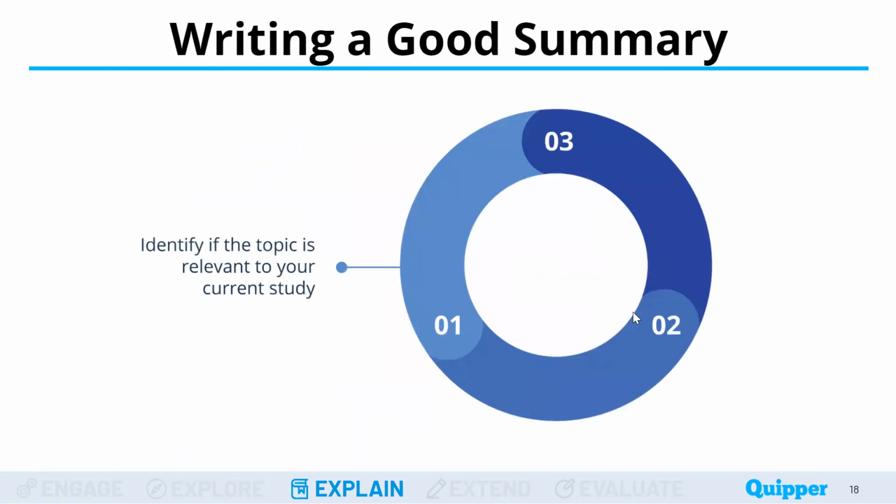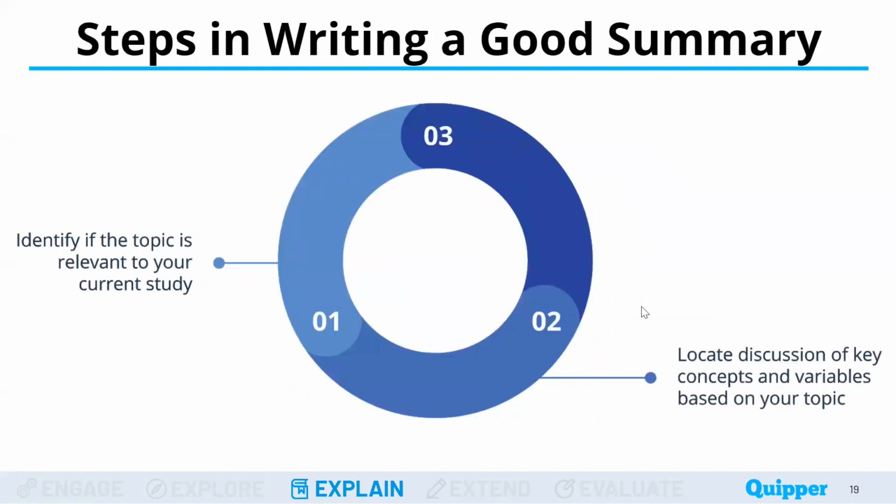Okay, so when writing a good summary, first step is to identify if the topic is relevant to your current study. And syempre, i-check mo kung same ba kayo ng topic na tinutukoy. Next is locate discussion of key concepts and variables based on your topic. Okay, so yung dinidiscuss nila dapat nag-i-exist doon or nakikita natin doon yung mga variables na gusto natin gamitin.